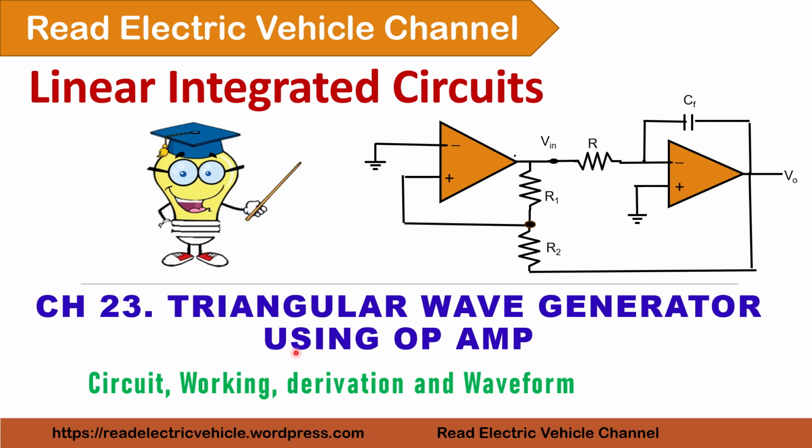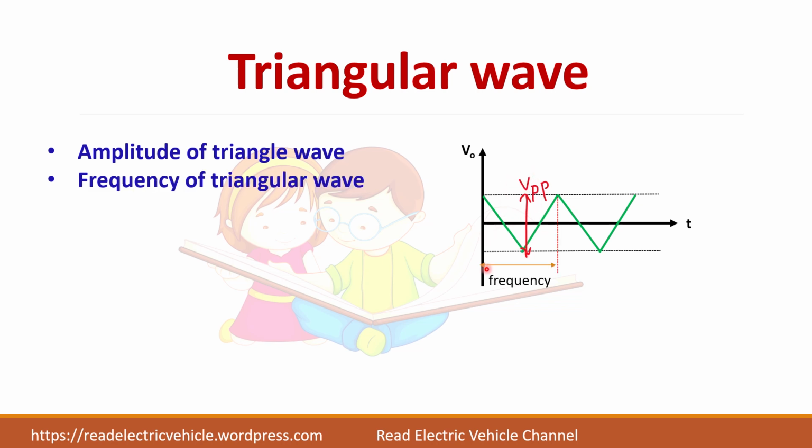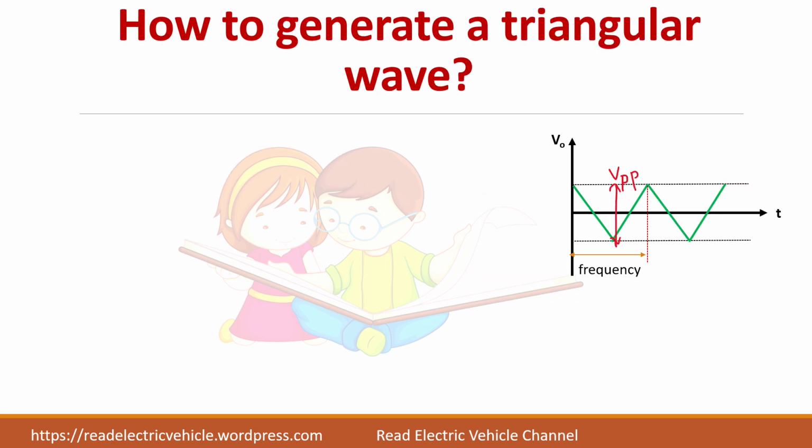Hi everyone, in this video we are going to see how to generate a triangular waveform using op-amp. For a triangular wave like this, there are two important parameters. One is the amplitude of the waveform, that is the peak to peak value, and the other one is the frequency of the waveform. How to generate a triangular waveform?